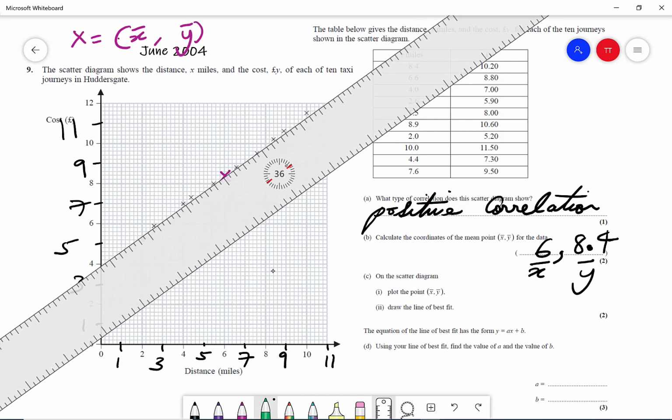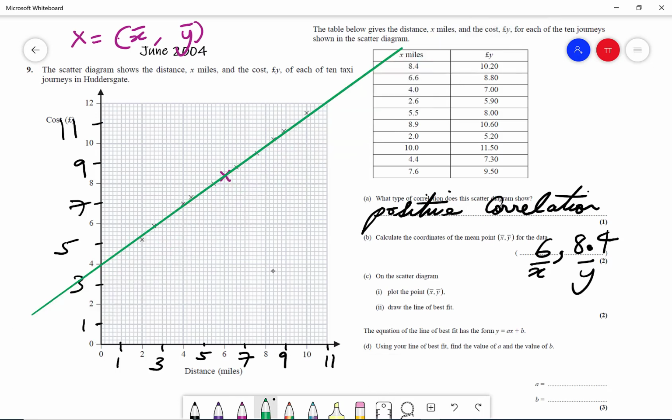I'm going to get a green pen, and it's going to cut through that mean of x and y like so, and it definitely passes through the mean of x and mean of y. So now we can say the following. Well, we want to work out the equation of the line in the form y equals ax plus b. So we could write it down, y equals ax plus b. Now in statistics, this is the equation of the line of best fit.